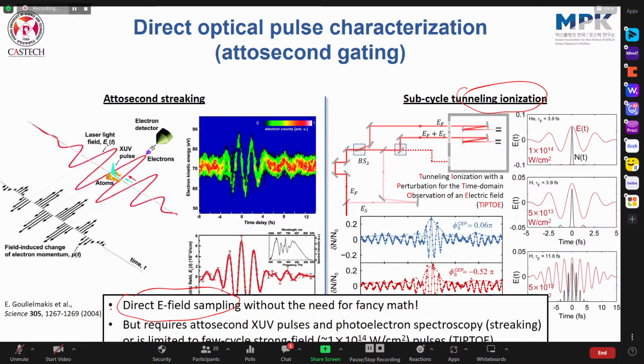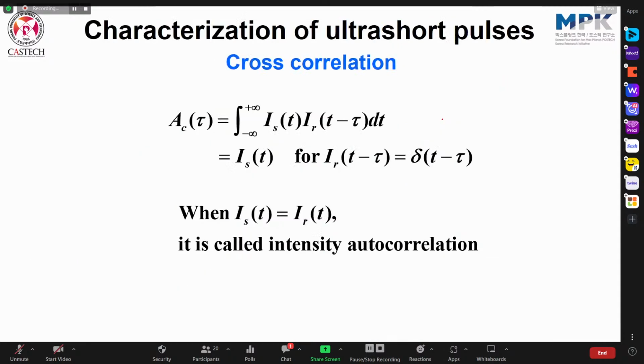But to have these attosecond facilities and the imaging things requires a lot of investment, and things are complicated. Okay, so for the characterization of optical pulses, people use the pulse itself for the gating. That is called autocorrelation. This is the most popular way to characterize the optical pulse, right?